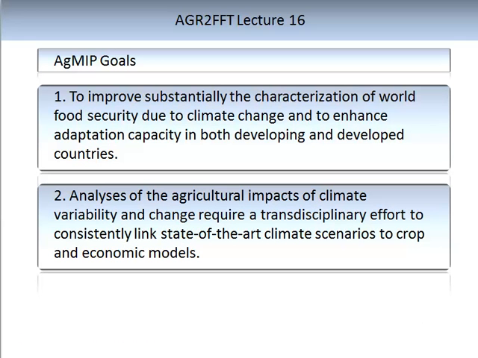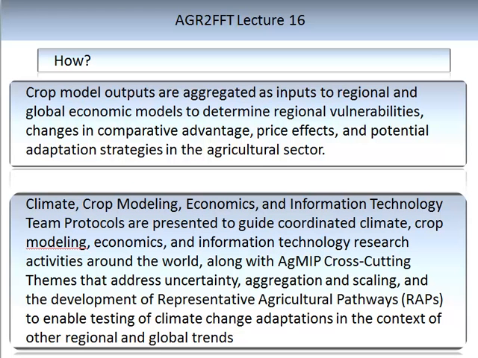There are two principal goals of the AGMIP. They are to improve the characterization of world food security due to climate change, and to enhance adaptation capacity in both developing and developed countries. And secondly, the analysis of agricultural impacts of climate change variability and change, which requires a transdisciplinary effort to consistently link state-of-the-art climate scenarios to crop and economic models. So how are they going to achieve these ambitious goals?